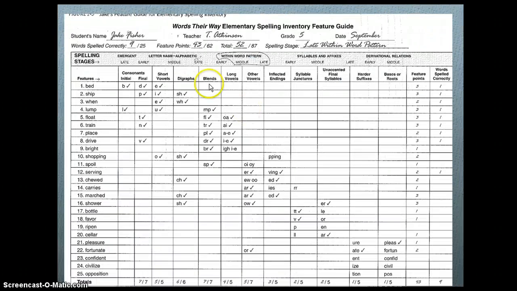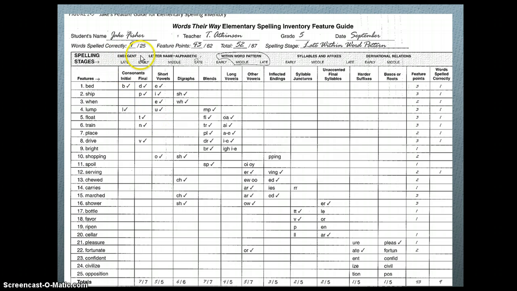And then this is the feature guide that you would use to determine where you would provide instruction. So for the word bed, he had all three of those sounds, so you would just check them off. For ship, he had all three of those sounds, so you would just check them off. So pretty much you check off all the sounds that were present and then total them up by column. So he had 7 out of 7 consonants, 5 out of 5 short vowels, 6 out of 6 digraphs.